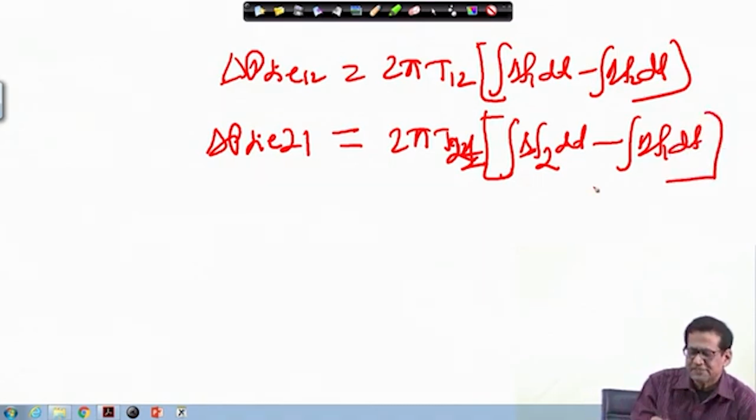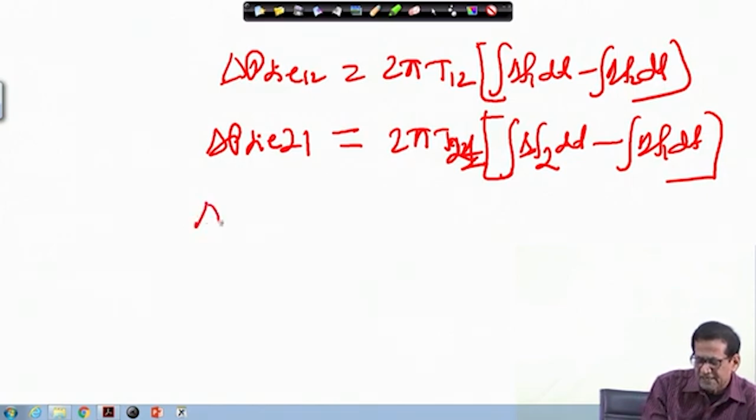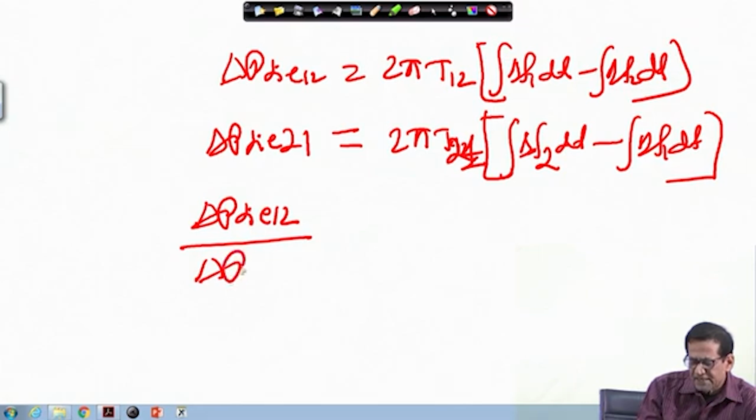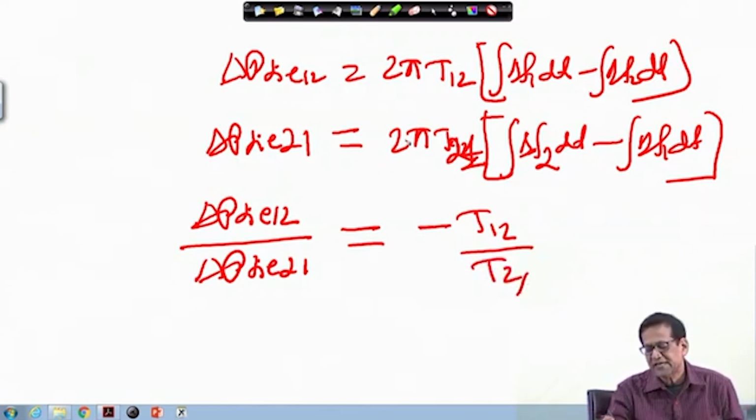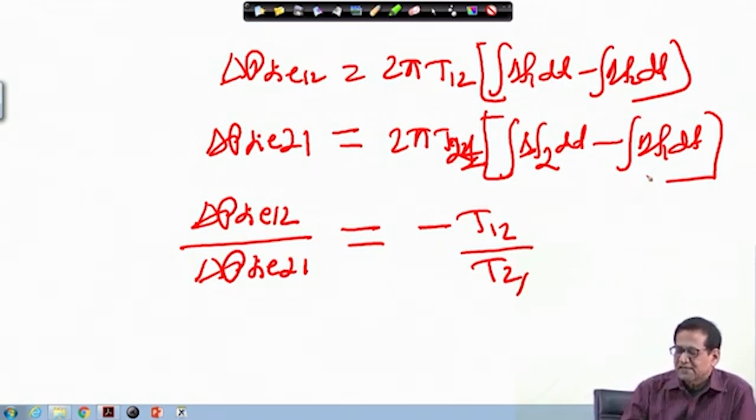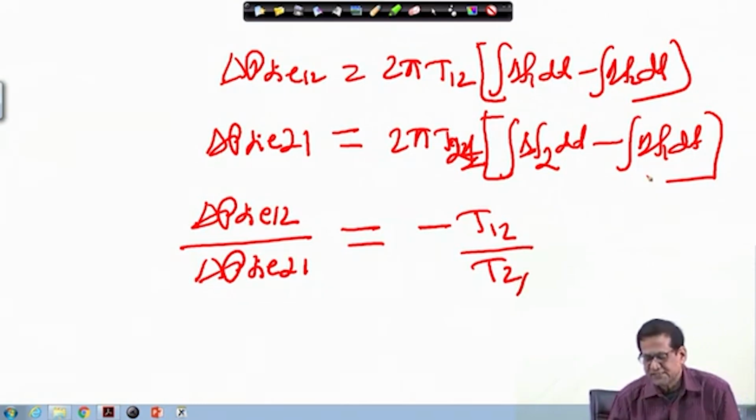Now, these two equations you divide one by the other. Therefore, we can write delta P_tie12 divided by delta P_tie21 is equal to, if you look into that, minus T12 divided by T21, because 2π will be cancelled, this will be cancelled, you take minus common, it will be the integral of delta f1 dt minus the integral of delta f2 dt. So, it will become minus T12 upon T21, right.